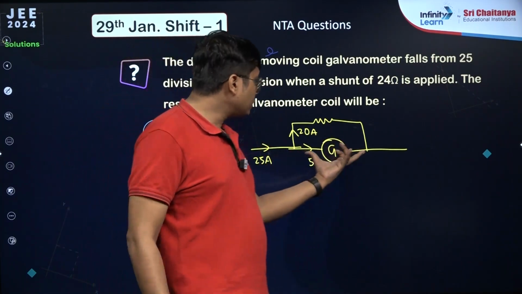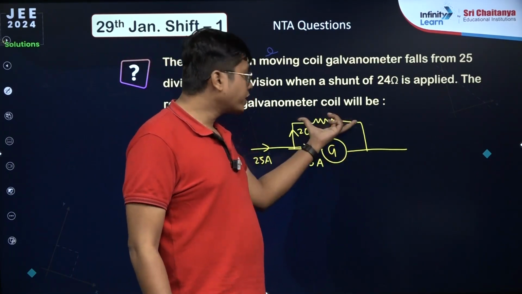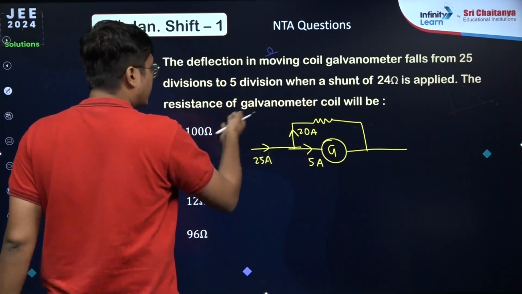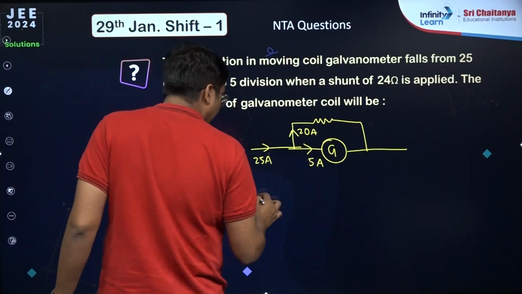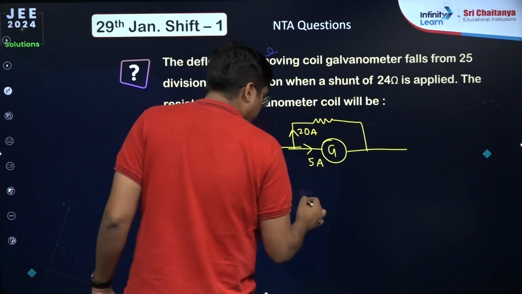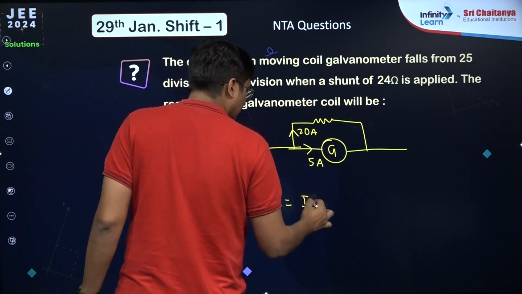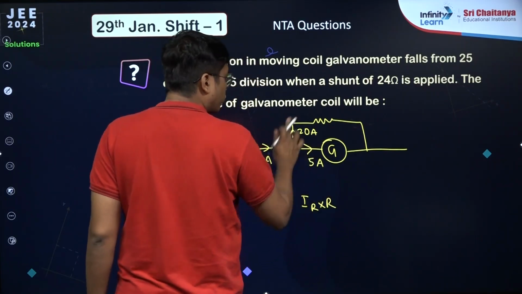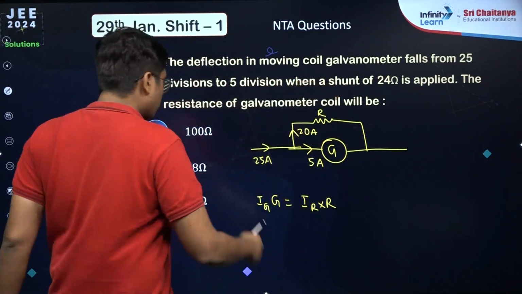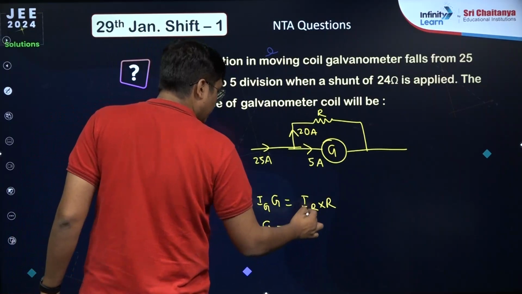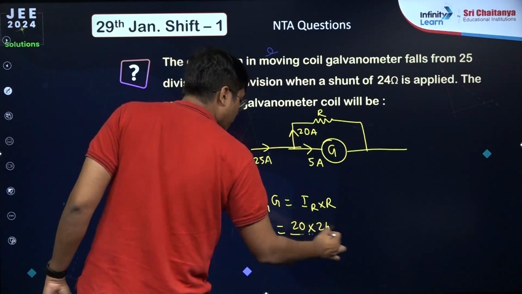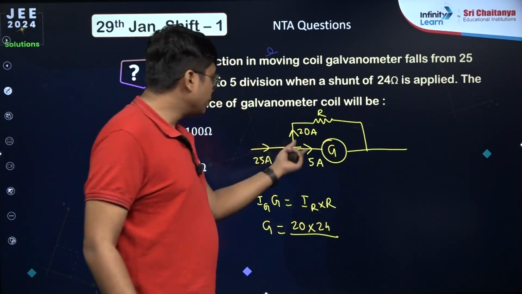You know the potential difference across the galvanometer should be equal to the potential difference across the resistor. So just by that logic, we want the resistance. So this Ig into G should be equal to, it's the very same logic, IR into R, where IR would be this 20 ampere that goes into this resistance R. Resistance is given as 24 ohm. So you're looking for this G. G is equal to IR, which was 20, multiplied with 24, divided by the current Ig, which was 5 amperes.